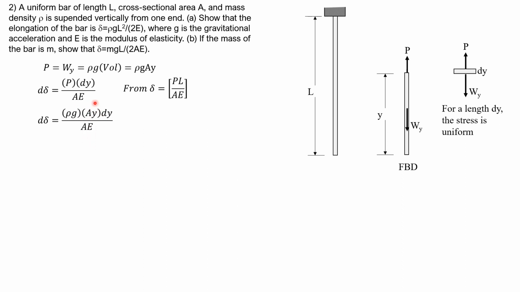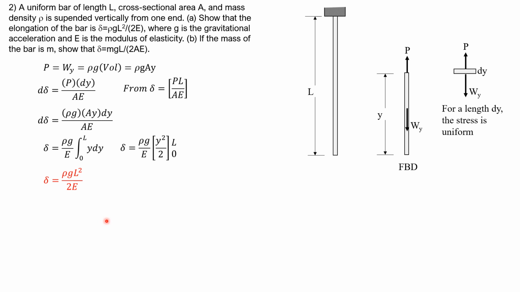And canceling out A, then integrating, so delta equals rho g over E, then integral of y dy from 0 to L. So integral of y dy is, of course, y squared over 2. We limit 0 to L, so rho g over E, y squared over 2, 0 to L. So finally, the deflection would be rho g L squared over 2E, as stated in this problem. So that's the deflection, and it is true.